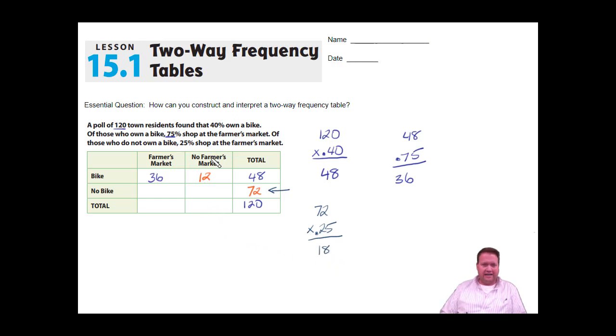And so let's go put that 18 in the right box. It says, of those who don't own a bike, so I'm in this row here, only 25% of those shop at a farmer's market. So 25% of this number shop at a farmer's market, so the 18 is going to go right there.